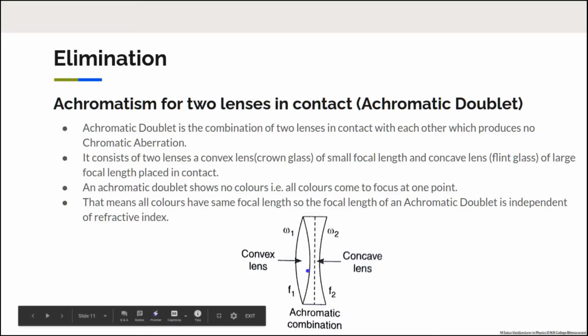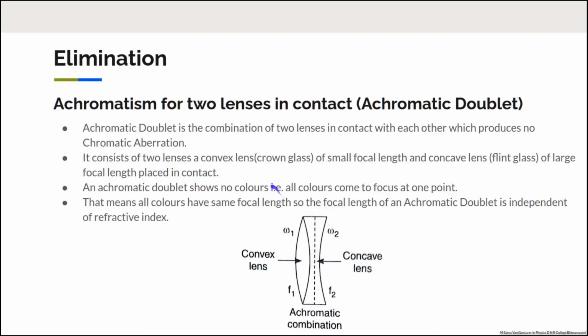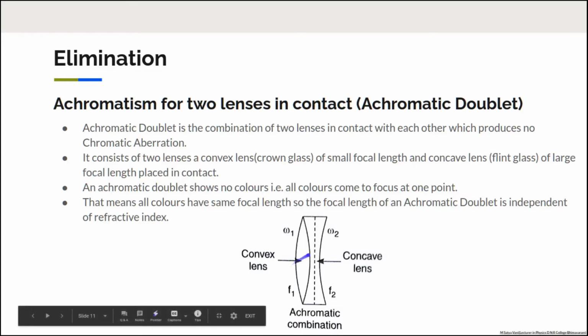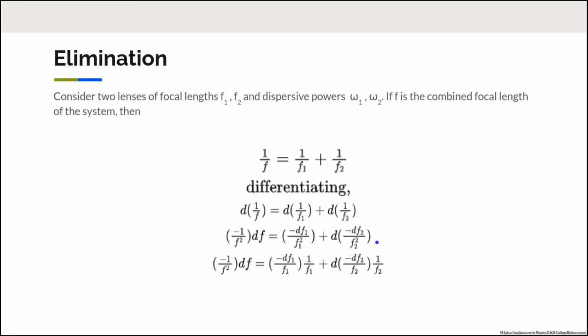Next, in an achromatic doublet, chromatic aberration is eliminated. That means the achromatic doublet shows no colors. That is, all colors come to focus at one point. Then there is no chromatic aberration. That means achromatic doublet is independent of refractive index. Next, we have to derive the condition for achromatism.